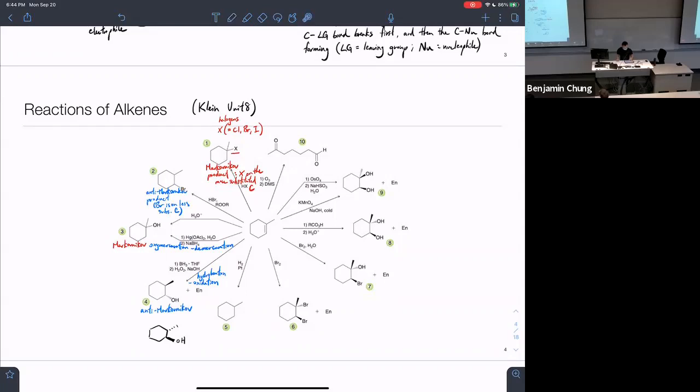Next, we have reaction of an alkene with H2 with a platinum catalyst. We could also use a palladium catalyst or a nickel catalyst. There's also palladium on carbon that you might have seen before. So all of these are just heterogeneous catalysts to do a hydrogenation. So this is catalytic hydrogenation.